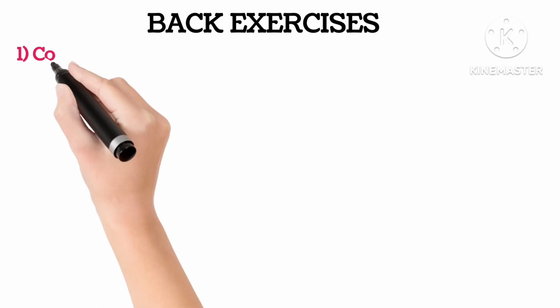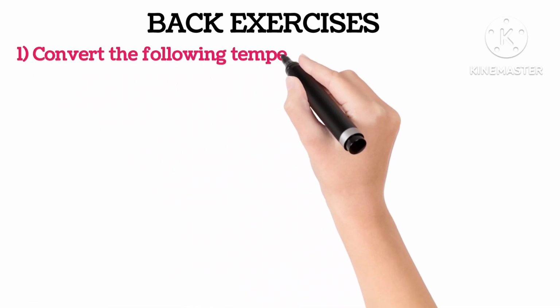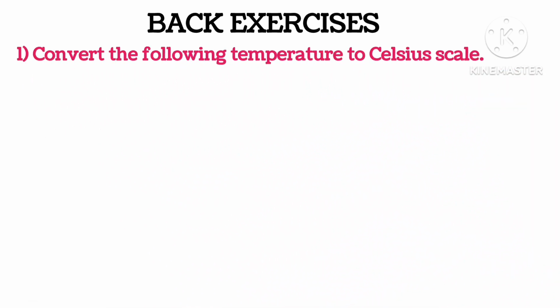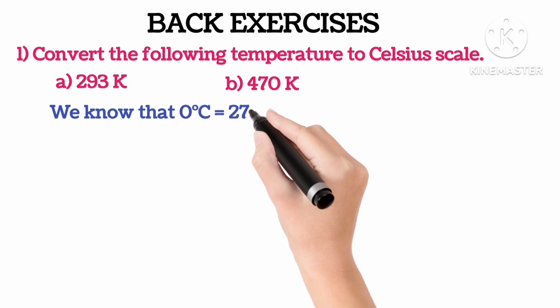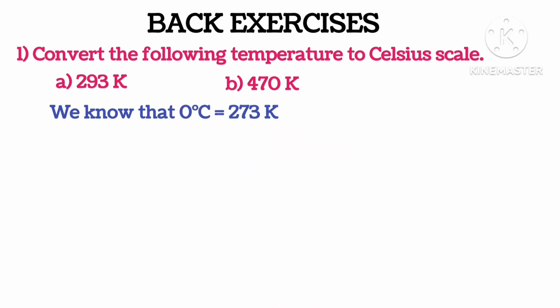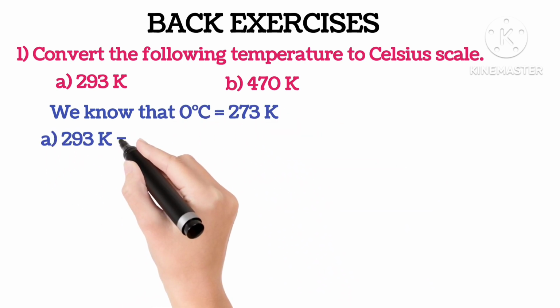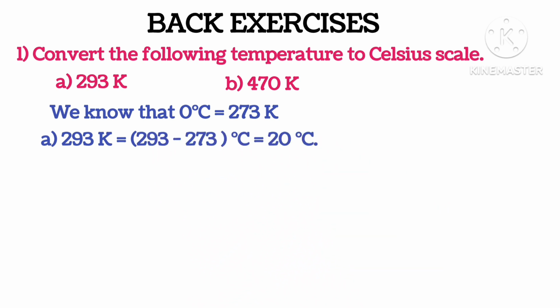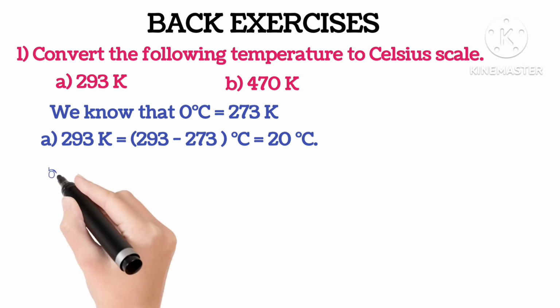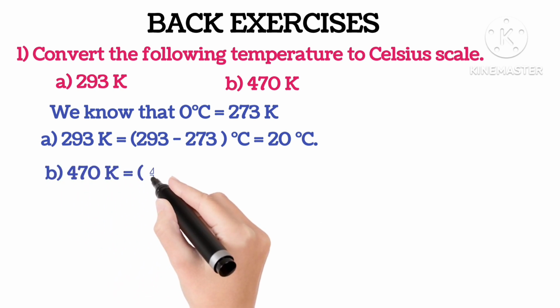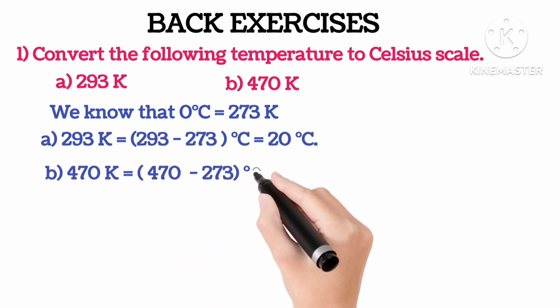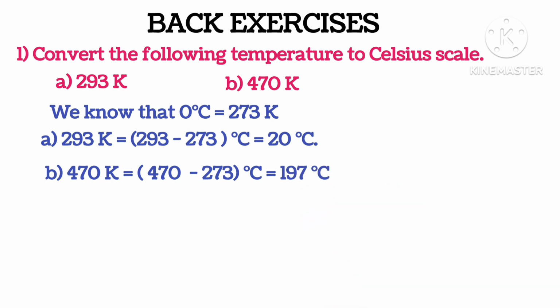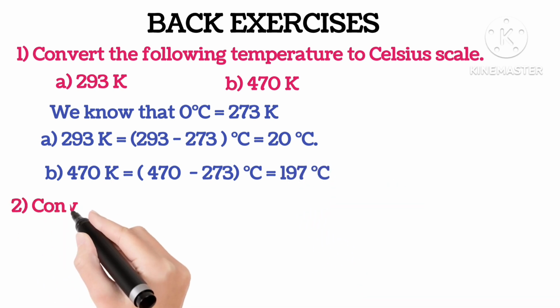Back exercises. Convert the following temperatures to Celsius scale: 293 Kelvin, 470 Kelvin. So we know that 0 degrees Celsius is 273 Kelvin. So the first one, 293 Kelvin, will be 293 minus 273, that is 20 degrees Celsius. Second, 470 minus 273 gives you 197 degrees Celsius.